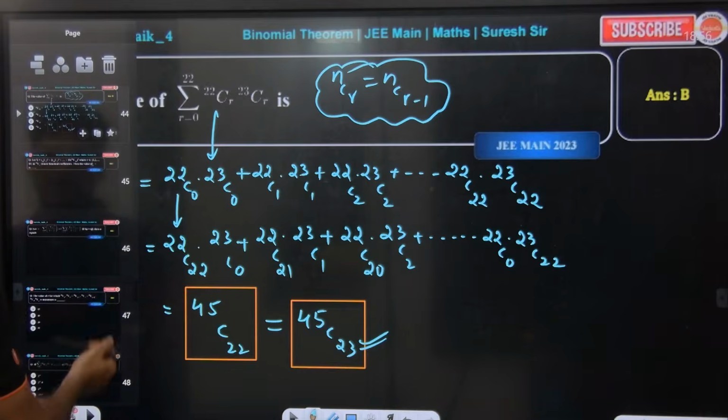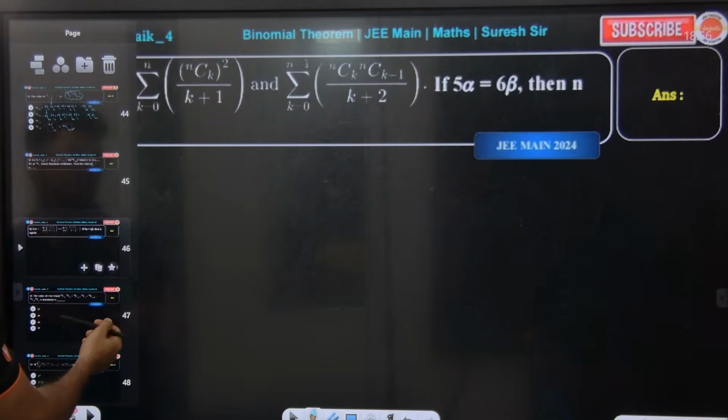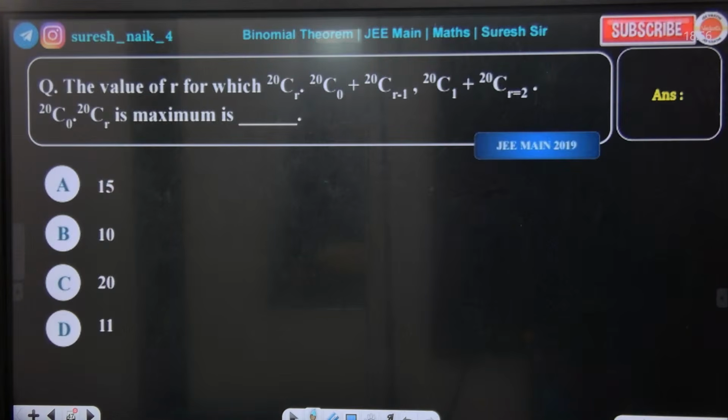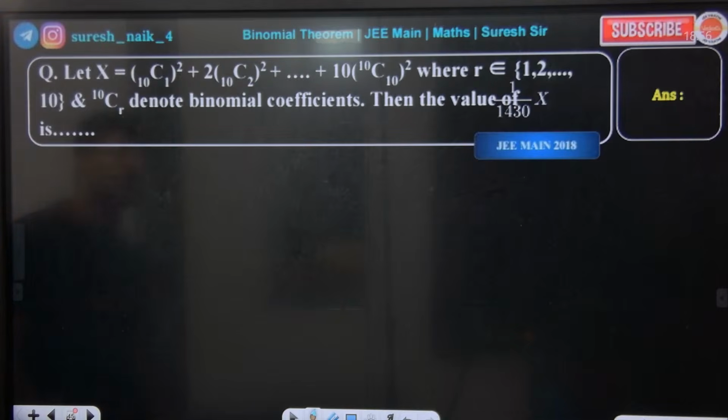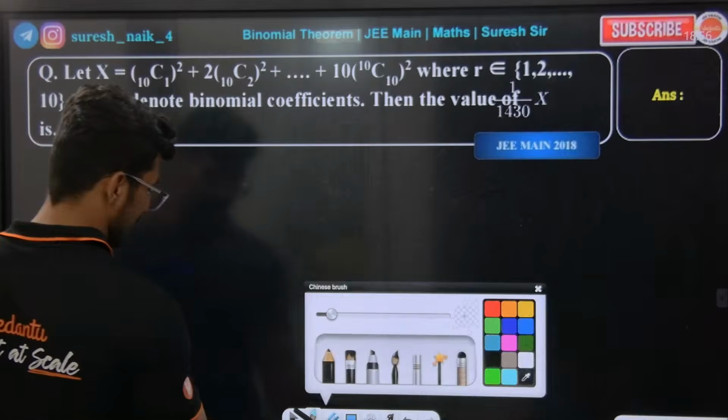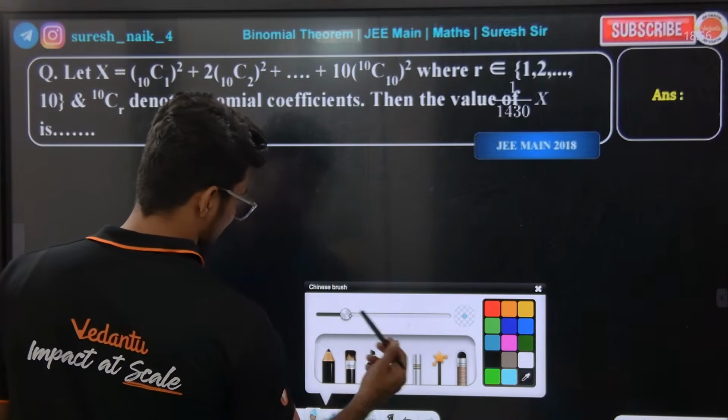Yes, you need to try this question as homework. We have very good questions, all these questions you should try. Try this question. These are beautiful questions. This is a beautiful question. 1 by 1430, right? So 10C1 squared, 10C2 squared, there is some mistake in the printing. Typing mistake, not printing mistake.